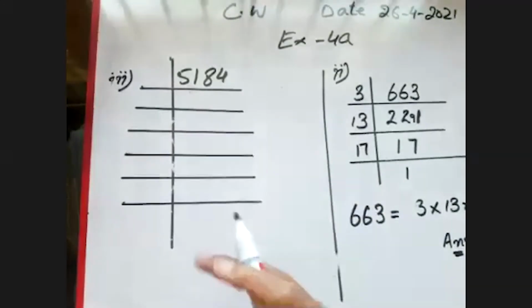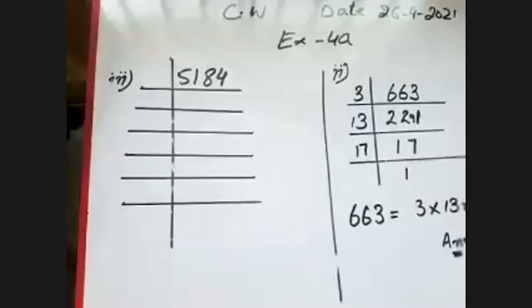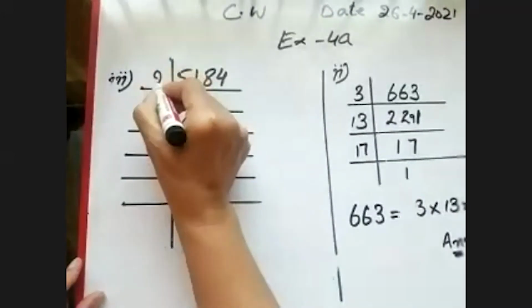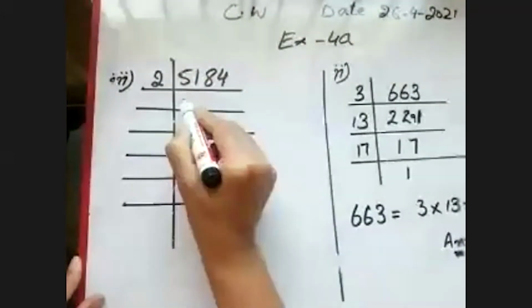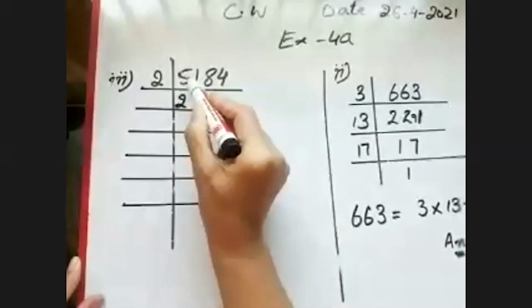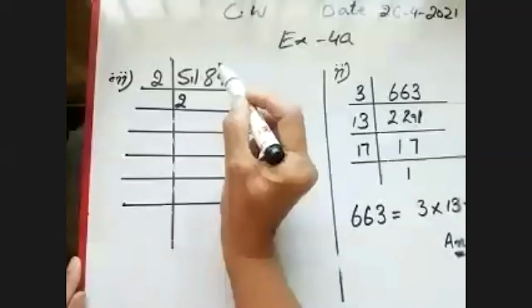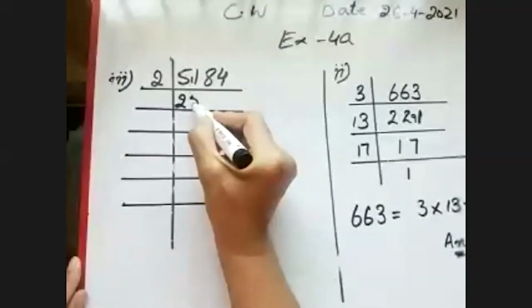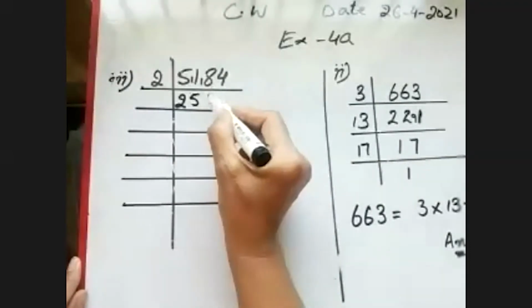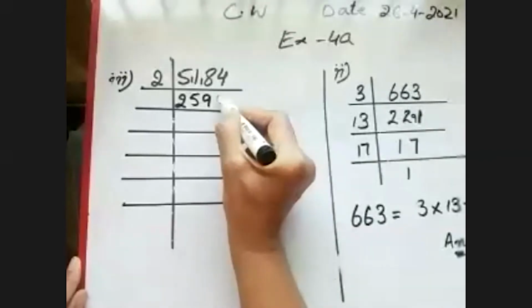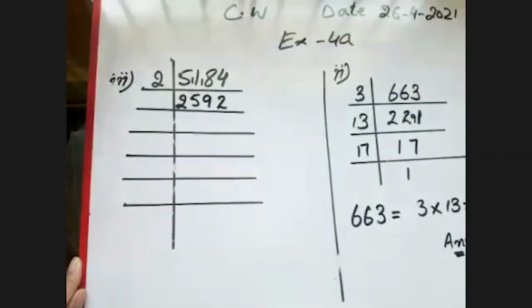So here in the unit place, you have got 4 as an even number. You can divide the given number by 2. So you choose 2 as your first divisor. 2 2s are 4. When you subtract 4 from 5, you get 1 here. 11, 2 5s are 10. 1 left, 18. 2 9s are 18 and 2 2s are 4.